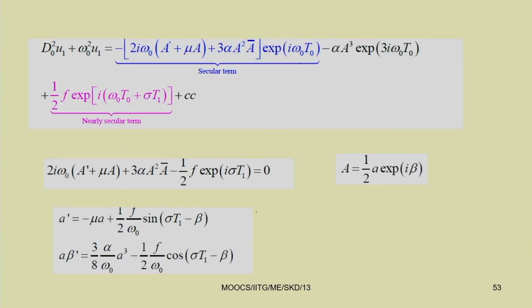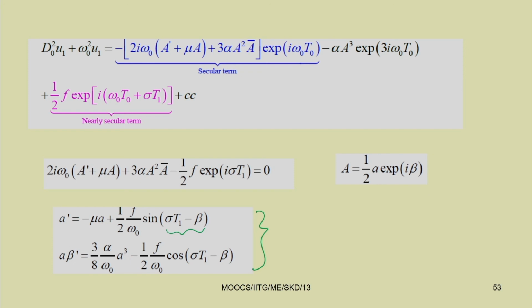we can get a set of equations, where A dash equal to minus mu A plus half f by omega 0 sin sigma t 1 minus beta, and A beta dash equal to 3 by 8 alpha by omega 0 A cube minus half f by omega 0 cos sigma t 1 minus beta, where sigma is known as the detuning parameter. In this case you can see this is a non-autonomous equation because it is written in terms of time.